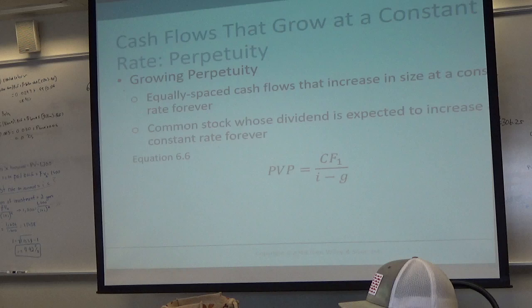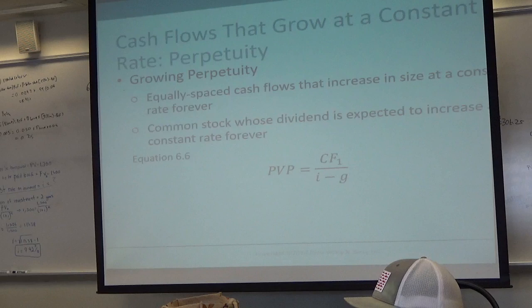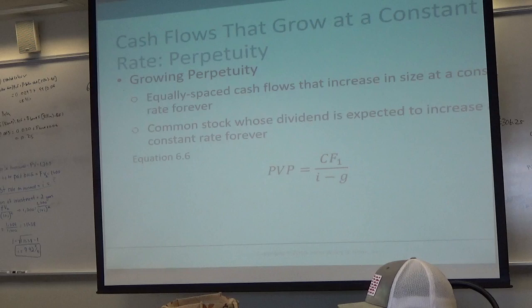Cash flows are growing at a constant rate, perpetuity. Growing perpetuity, it's an equally spaced cash flow that increases in size at a constant rate forever. Common stock whose dividends are expected to increase at a constant rate forever. And then it shows a series. There's an equation for that.